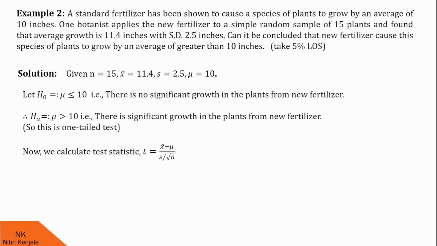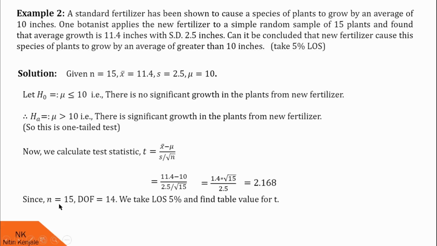Now we proceed to calculate test statistic using the formula x bar minus mu upon s upon under root n. Let us substitute all these values, after which I see t takes value 2.168. Now let us proceed to find table value. Since sample size is 15, degrees of freedom will be 15 minus 1, that is 14. We take 5% LOS as mentioned in the question and we'll proceed to the table to find t value.